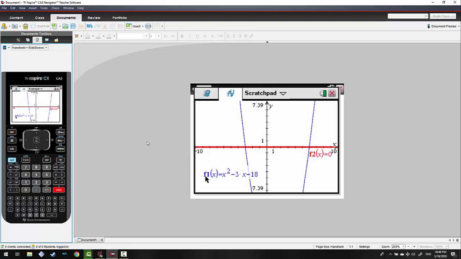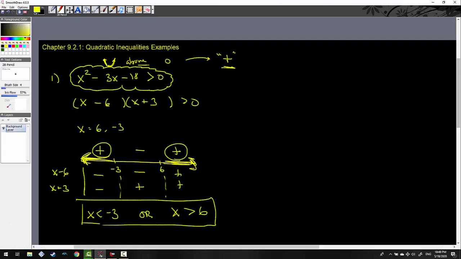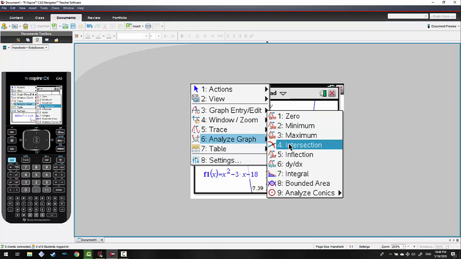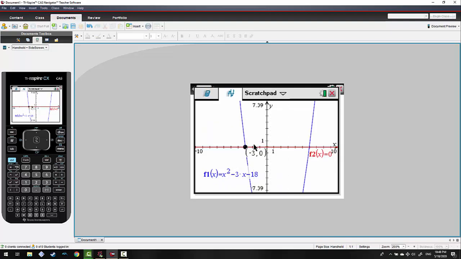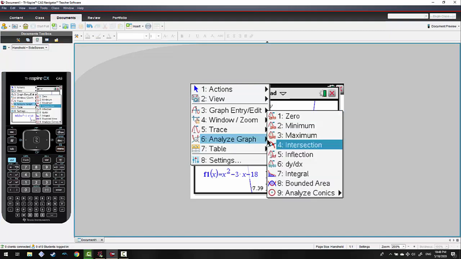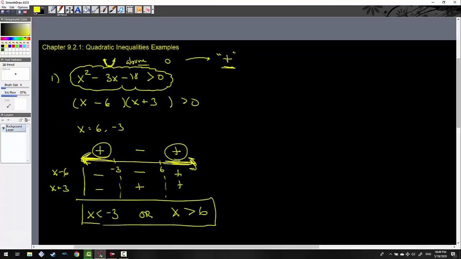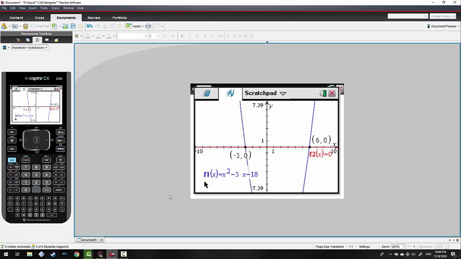So again, when is my blue going to be above the red? That was what the question was asking, right? Parabola above 0. So from here, let's go and find the points of intersection. I think we already know them. Lower bound, upper bound, hey, negative 3, 0. We had that as part of our answer. Intersection again. 6, 0. We had that as part of our answer, right? Negative 3 or 6.